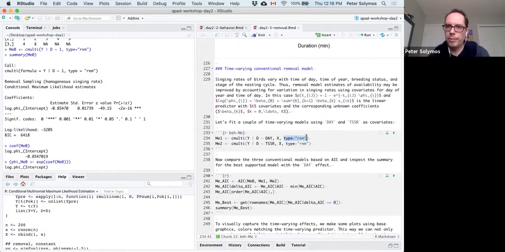Type equal rem, that means removal. That's just the shorthand. And we'll have the same function fitting distance sampling as well, because the multinomial model is very similar, but we express probabilities somewhat differently, but we can still use everything else inside. So if I say type equals this, then I'm thinking y is now distance sampling data. So this is something to keep in mind when you're using cmulti. You need to specify what model you are fitting to y and d. And now on the right-hand side, you see day and TSSR, and we have these two models as ME1, ME2.